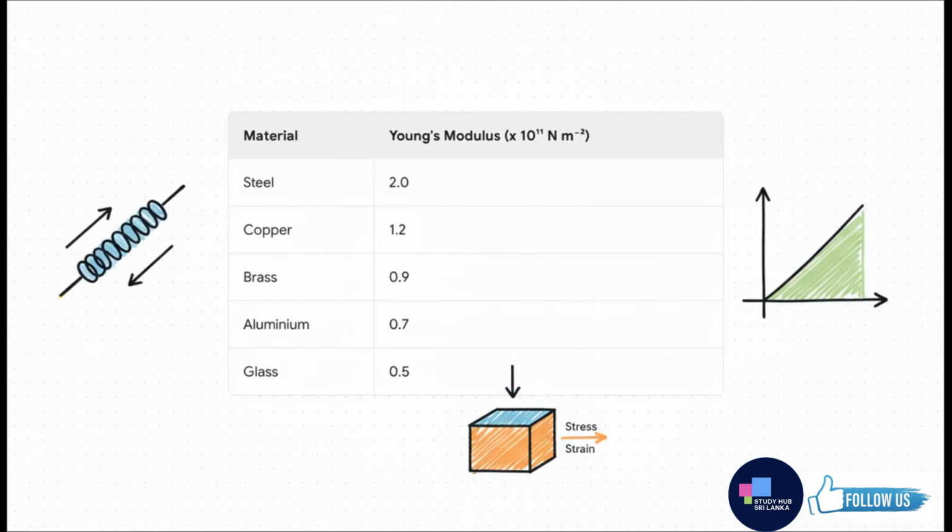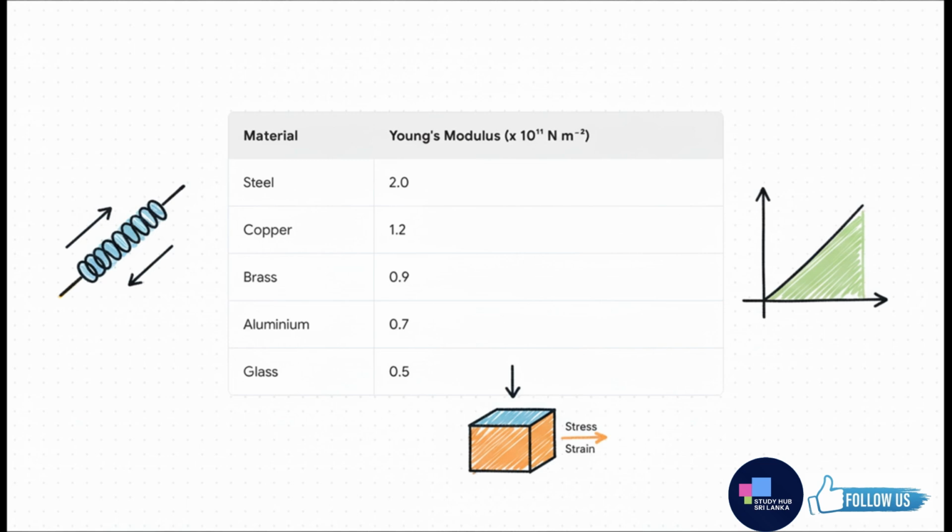This table really shows you what I mean. Just look at the numbers. Steel has a Young's modulus of 2.0 times 10 to the power of 11 pascals. That's a massive number. Now compare that to aluminum, which is down at 0.7. That tells you that steel is almost 3 times stiffer than aluminum. It takes so much more stress to get it to deform.